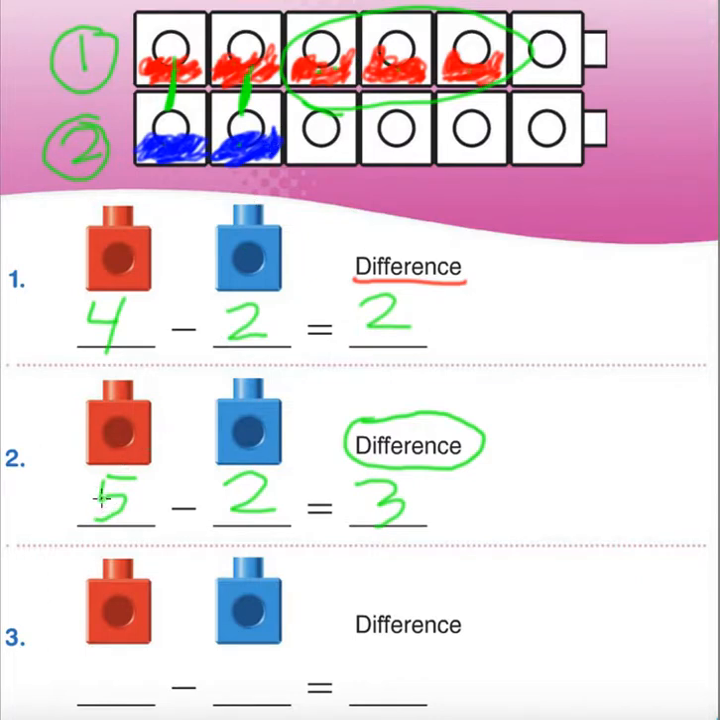And then our number sentence says 5 minus 2 equals 3. And that makes sense because we have 5 red blocks that we counted. 1, 2, 3, 4, 5. We have 2 blue blocks. 1, 2. We took the 2 away from 5, and that gave us 3. All right, we're just going to do one more together.